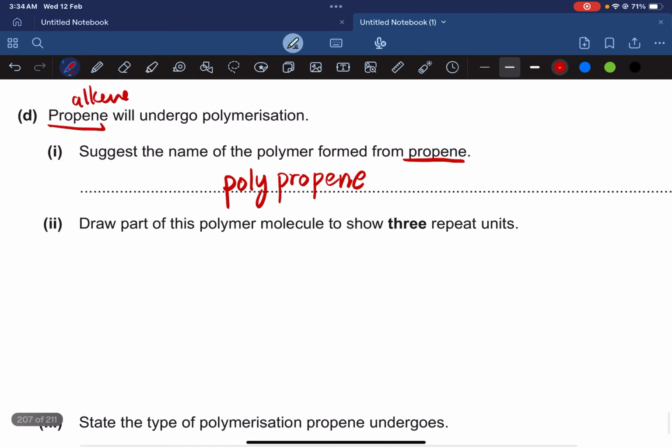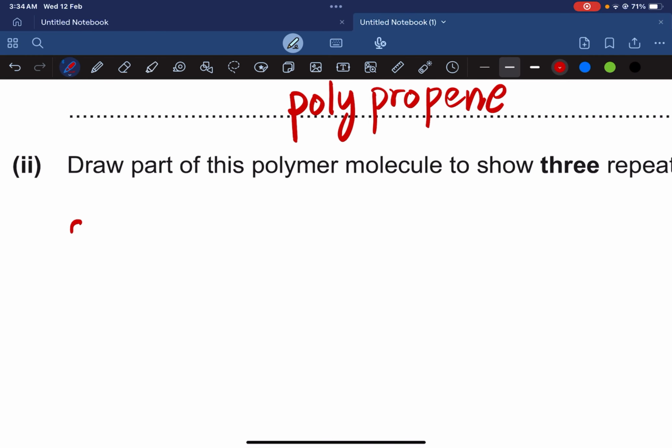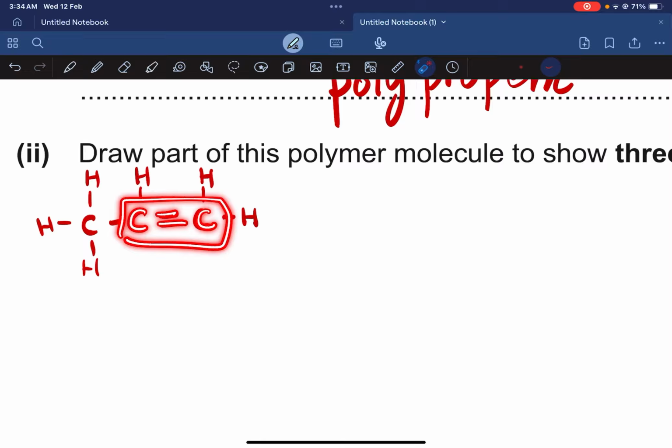So let's first draw one propene. Propene is going to be 3 carbons and hydrogen 1, 2, 3, 4, 5 and 6. This is going to be a propene molecule. Now we are going to write it in standard form. What does standard form mean? That we need the double bonded carbon in the center and all the rest of these things on the sides of the carbon. We don't want this.